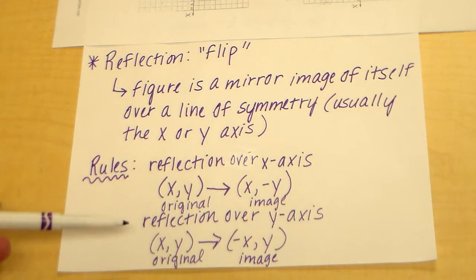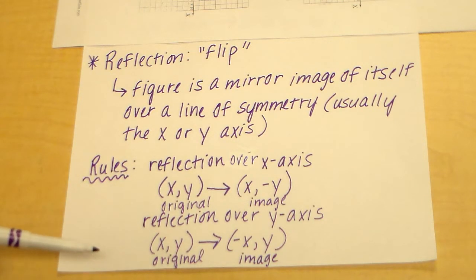Same thing if I'm going over the y-axis. So in this case, I am moving left and right if I'm flipping over that up and down line. So my original would be x, y, and in this case, x changes to the opposite sign, and y would stay the same. Let's look at some examples of that.